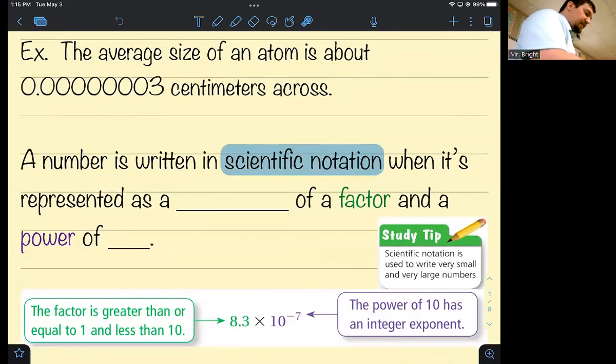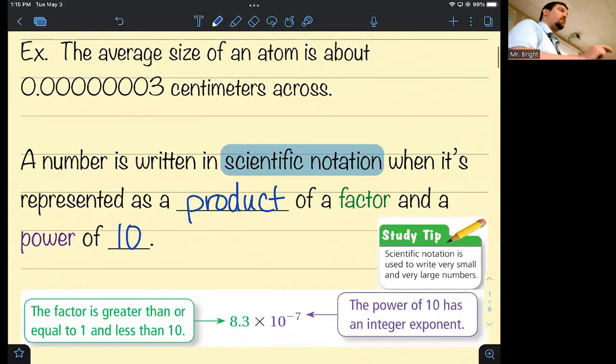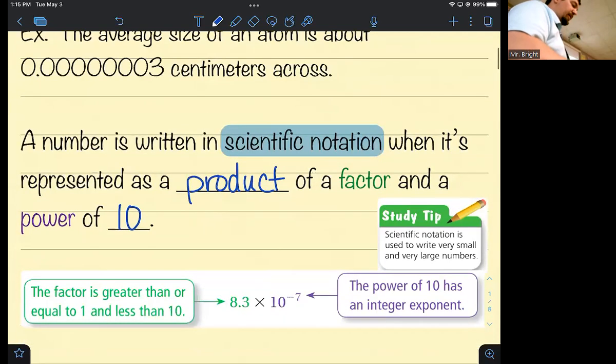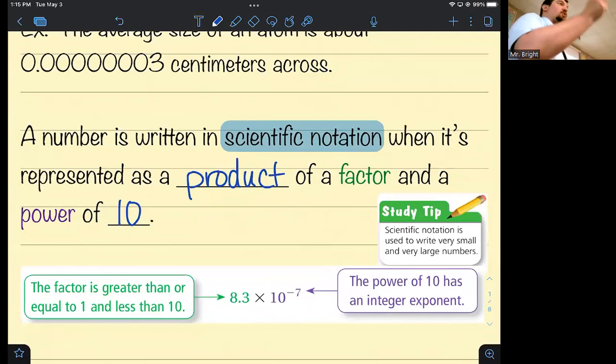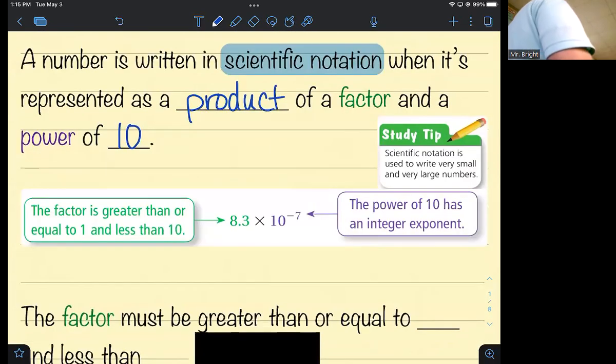So a number is written in scientific notation when it's represented as a product of a factor and a power of 10. We have a base 10 number system, which means every column is 10 to the first, 10 to the second, a power of 10 greater than the previous column. That's why we can just add zeros when you multiply by 10, or slide the decimal point over. Same with dividing by 10: you just slide the decimal the other way when you divide by 10 or 100 or 1,000. So this is what it looks like to write a number in scientific notation.